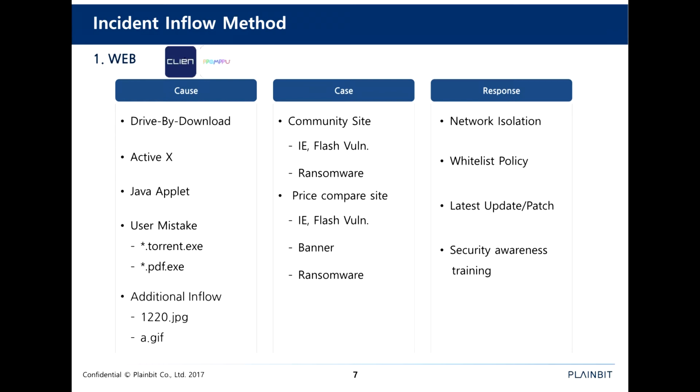In recent years, malvertising techniques have been used in combination with advertising services. A number of malicious codes have been distributed in large quantities by targeting a CDN, Content Delivery Network, server having a relatively weak defense. To cope with malicious code infiltration through the web, it is necessary to use a network separation policy, apply a whitelist policy of web access URLs, manage the latest update patches, and educate for security awareness.